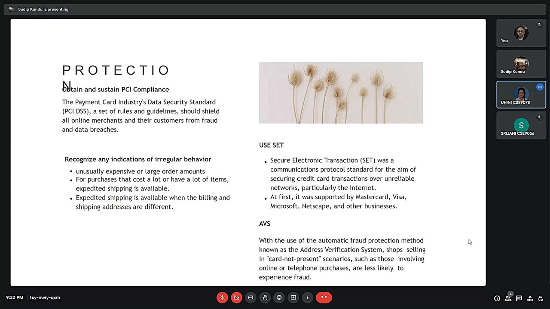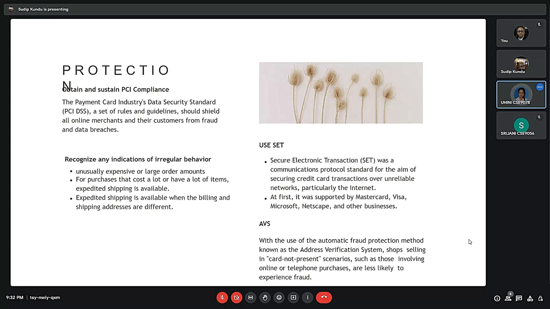Next comes recognizing any indications of irregular behavior. Unusually large orders, huge purchases from a particular credit card, suddenly huge debited amounts, and billing and shipping addresses that are suddenly totally different are indications of irregular behavior. So if we keep track of this, we will protect ourselves from fraud.